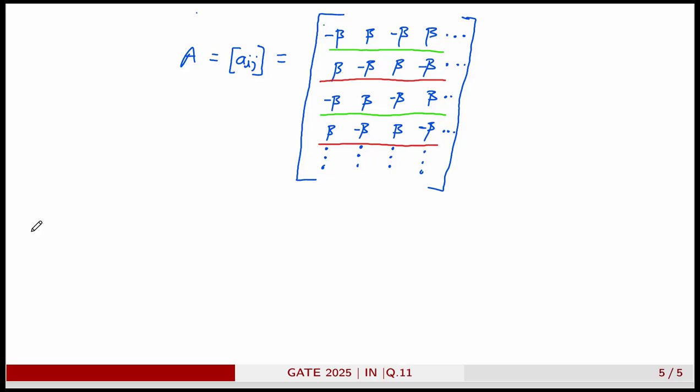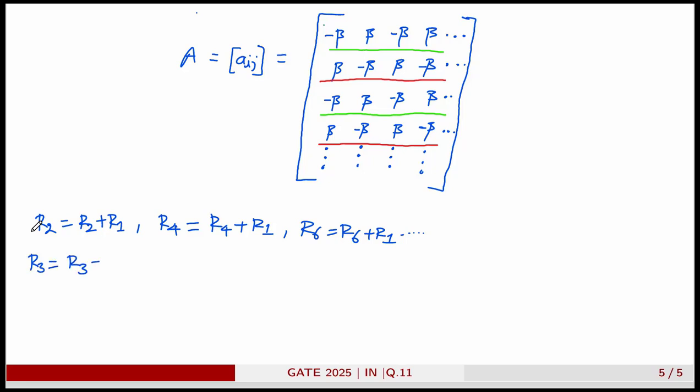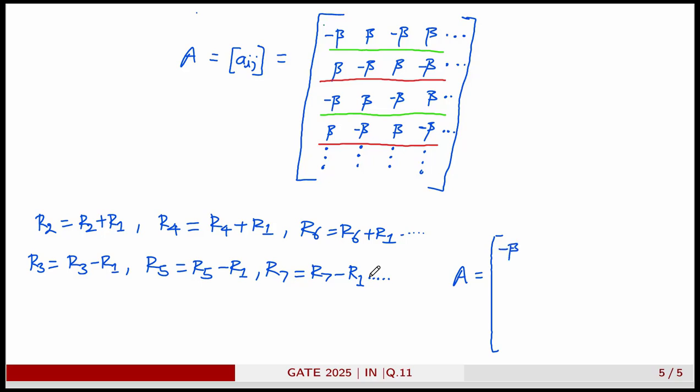Now, if we apply elementary row operations on even rows, like R2 is replaced by R2 plus R1, R4 is replaced by R4 plus R1, and R6 is replaced by R6 plus R1, and so on. And on odd rows, like R3 is replaced by R3 minus R1, R5 is replaced by R5 minus R1, and R7 is replaced by R7 minus R1, and so on. Then our matrix A will be transformed to the first row minus beta, plus beta, minus beta, plus beta, and so on, and the rest of the rows will be 0.